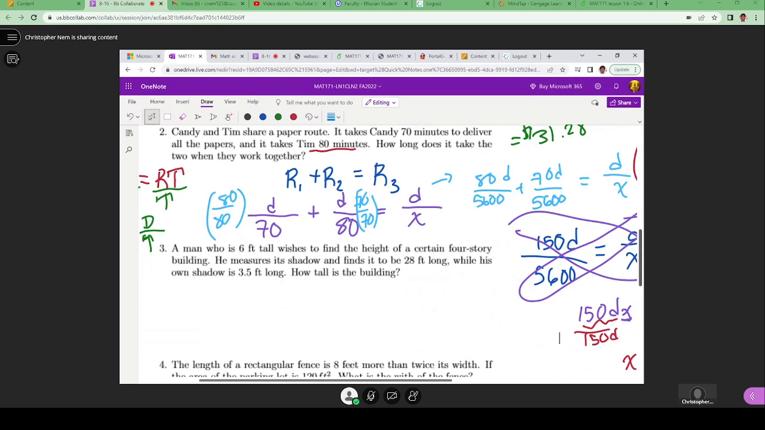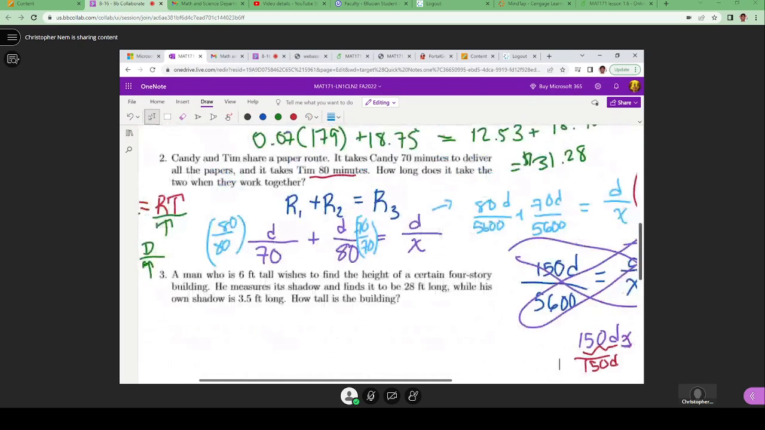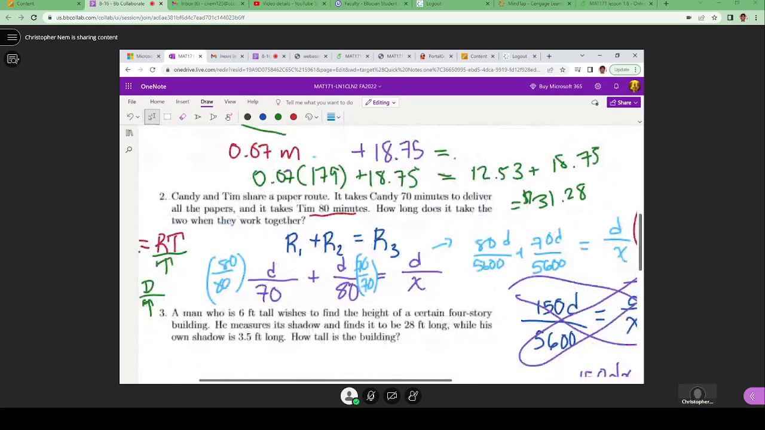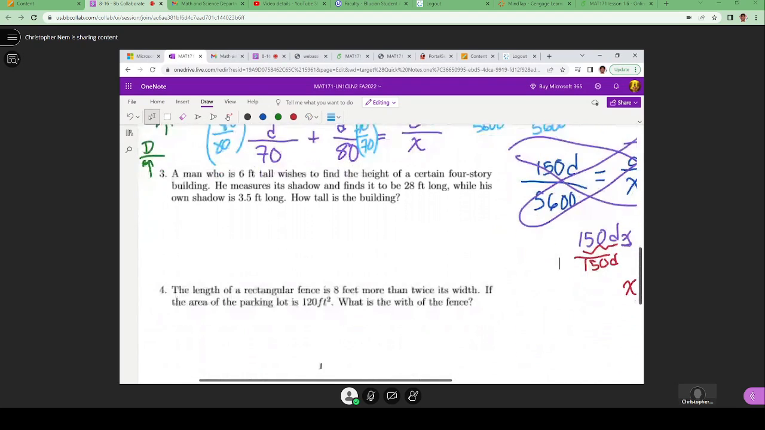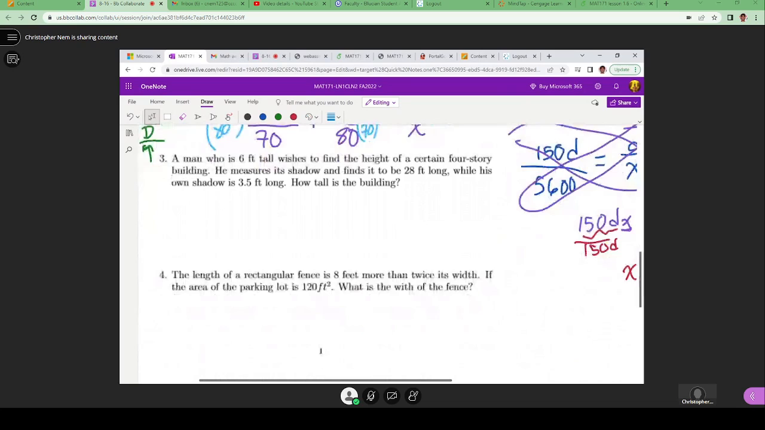So, now, next question. This is a distance and time question. So now we're moving on to number 3. A man who is 6 feet tall wishes to find the height of a certain 4-story building. He measures its shadow and finds it to be 28 feet long, while his own shadow is 3.5 feet long. How tall is the building?